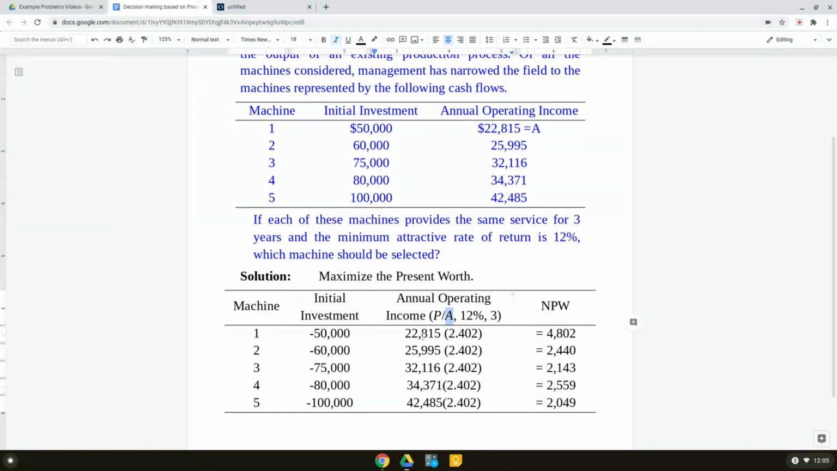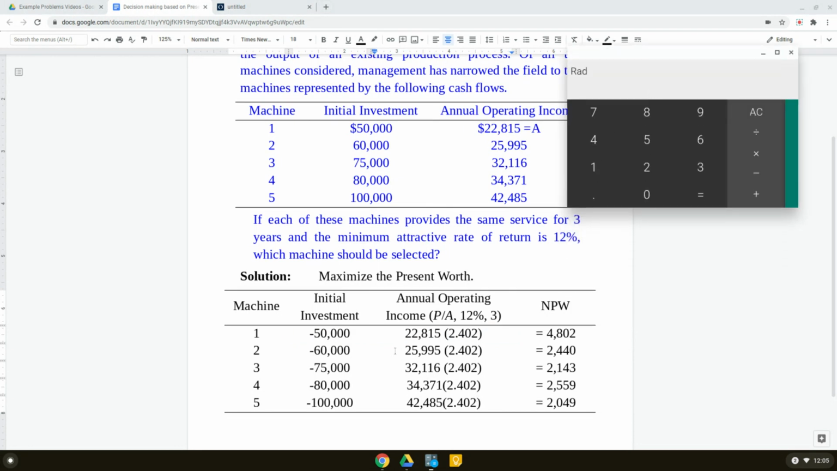So here we are, we multiply that, and then we can calculate the net present worth, right? So let me do just one calculation here. I will take 22,815 times 2.402. So that gives us 54,801.63 minus 50,000. That is this value here, 54,801.